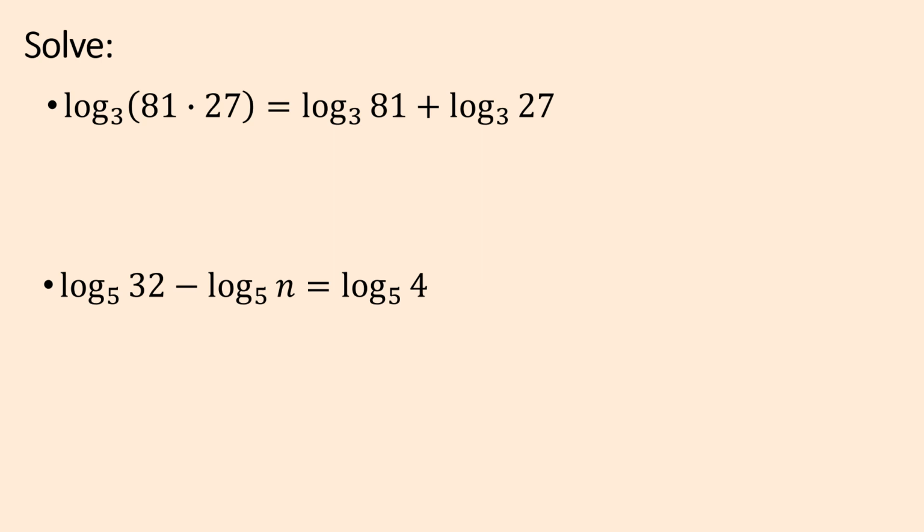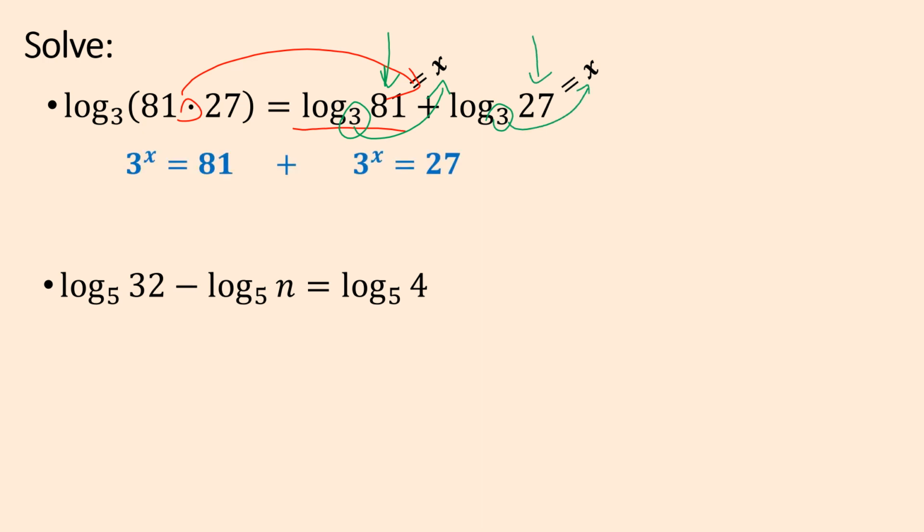However, since we have a multiplication sign here, we can split this up into two separate logs, log base 3 of 81 plus log base 3 of 27. And now we can solve each of these individually. So let's set them both equal to x. 3 to the x power equals 81. 3 to the x power equals 27. This is just solving logs like we did previously. Break each of those numbers down.